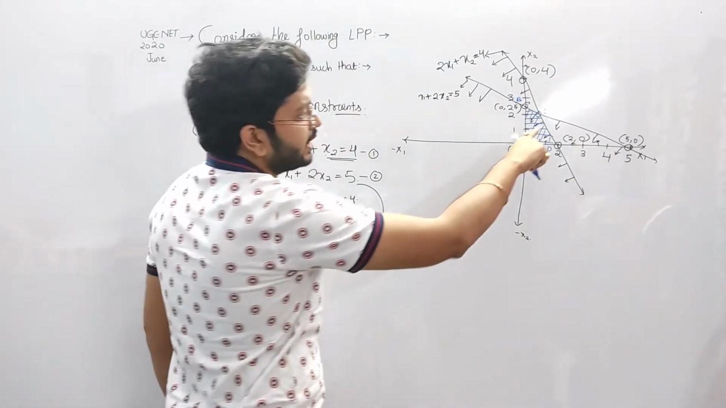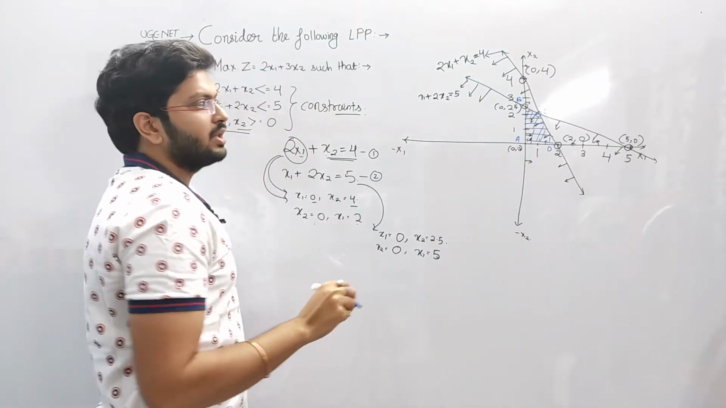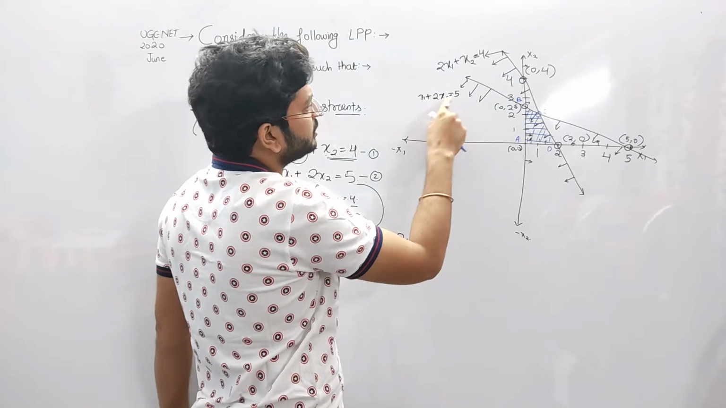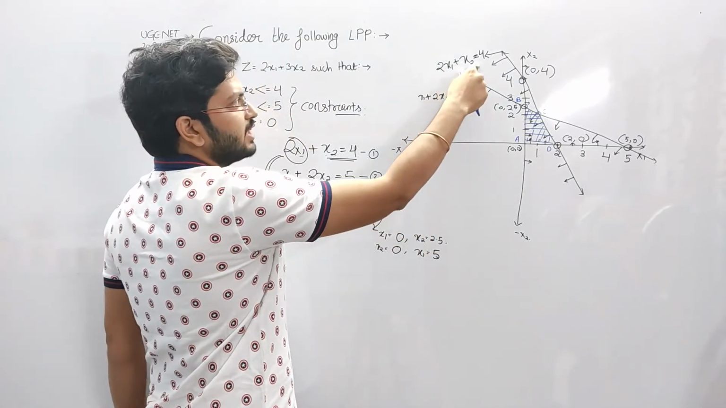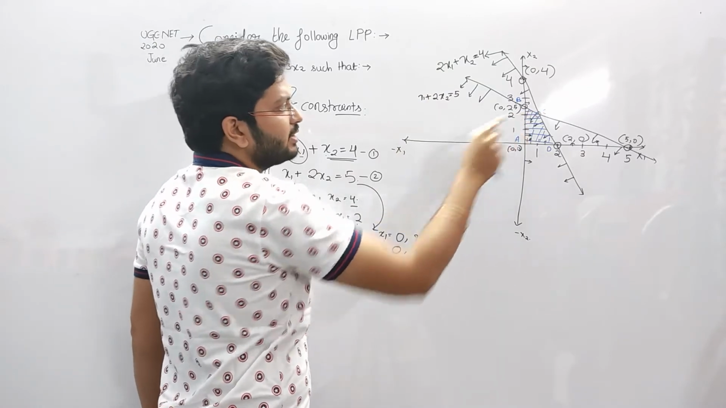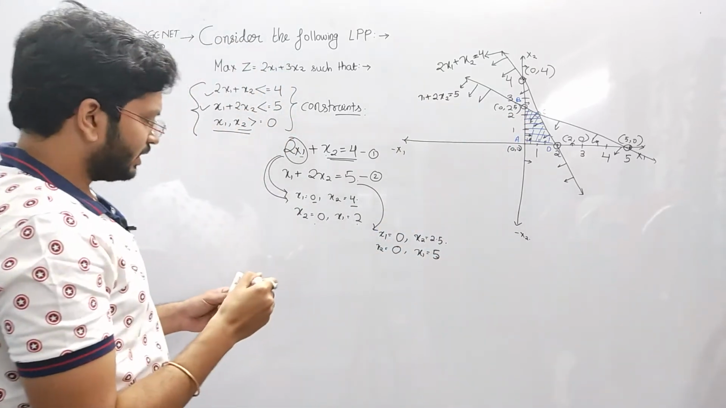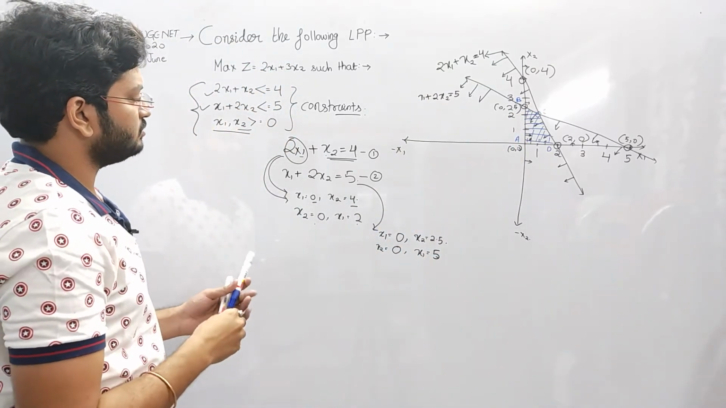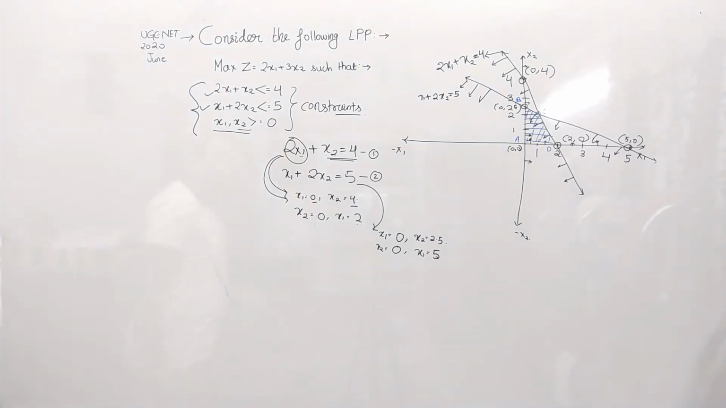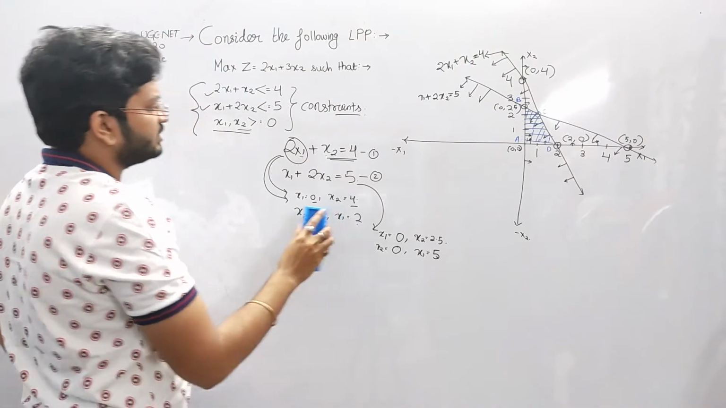Okay, now we have to find the coordinates of point C. Now you can simply see that point C is the intersection between the lines x1 plus 2x2 equal to 5 and 2x1 plus x2 equal to 4. Now if we solve these two equations, we will be getting the coordinates of point C. Now let us solve these two equations. I am erasing this part.